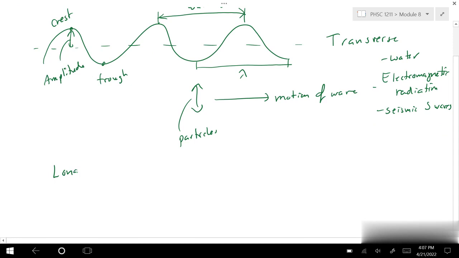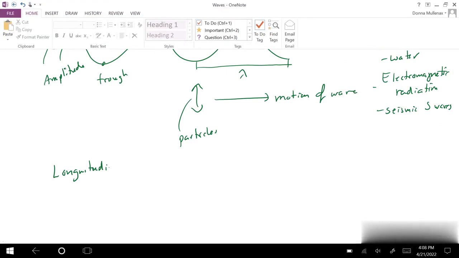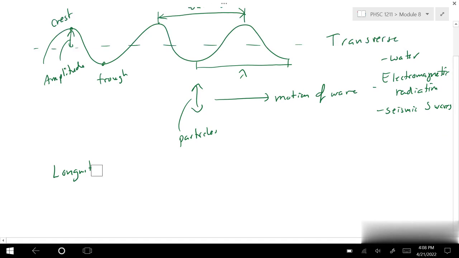Now the other type of wave, see if I can spell this correctly. That's not even close. Let me fix this. I always misspell that word. I don't know why.